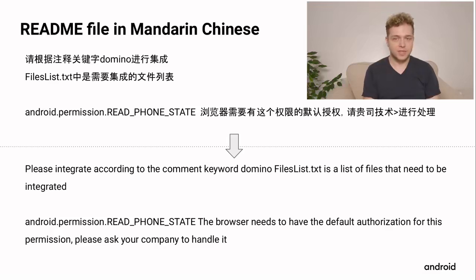It is written in Mandarin Chinese, and when you translate it, it translates into "please integrate according to the comment keyword Domino. File list.txt is a list of files that need to be integrated, and the read phone state permission is needed by the browser. So please ask your company to handle it." What they mean by please ask your company to handle it, it just means that this permission has to be pre-granted to the browser app.